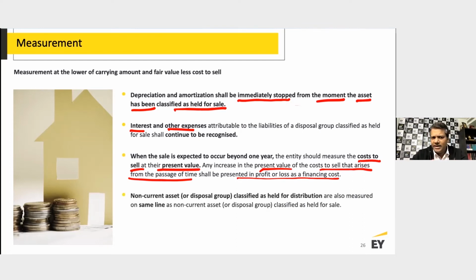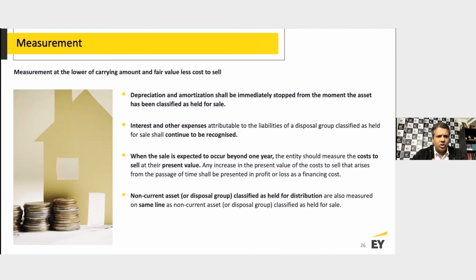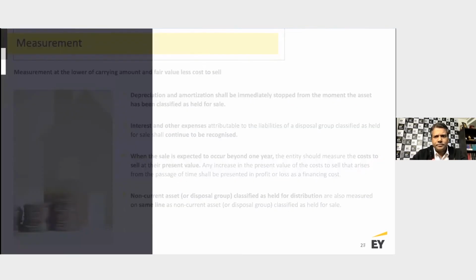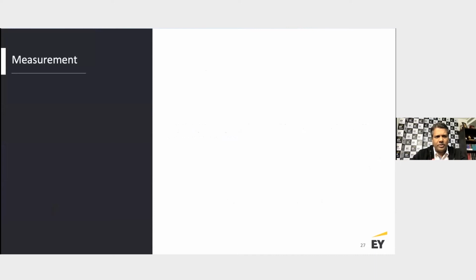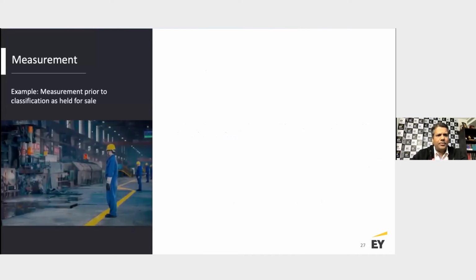Now, non-current assets classified as held for distribution are also measured on the same lines as non-current assets classified as held for sale. We've already talked about it. Okay, let's talk about this with the help of an example.